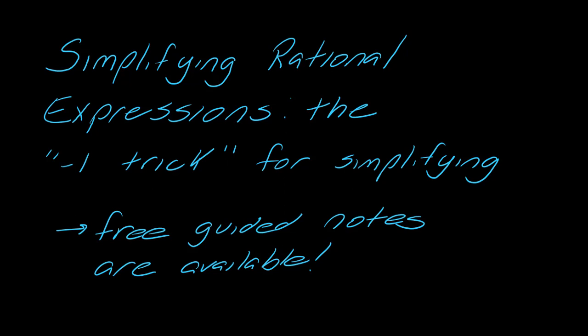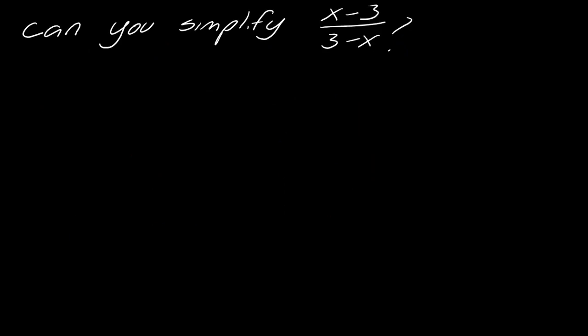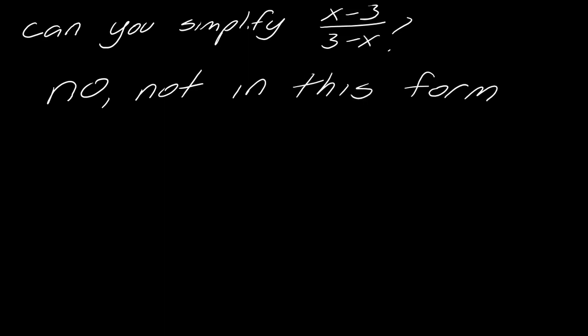So to kick off this idea, my question is, can you simplify (x - 3) over (3 - x)? So just in this current form, can you simplify this? If you look at this, you see the x's and the 3's, but they're in opposite placement, right? And they have that minus sign. So this is not the same thing. x - 3 and 3 - x are not the same thing. So the answer to this would be no, not in its current form. They're just not the same, right?